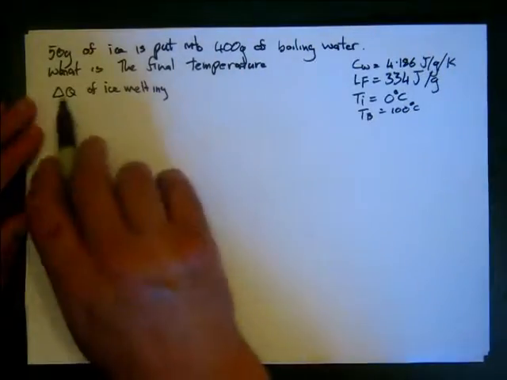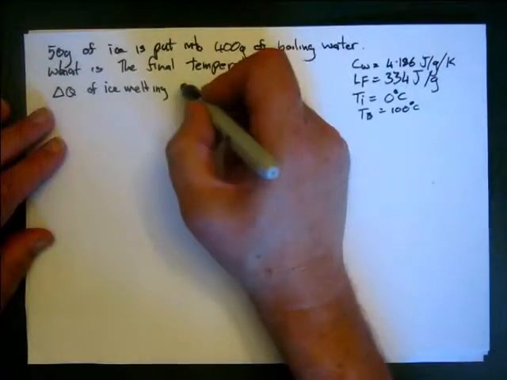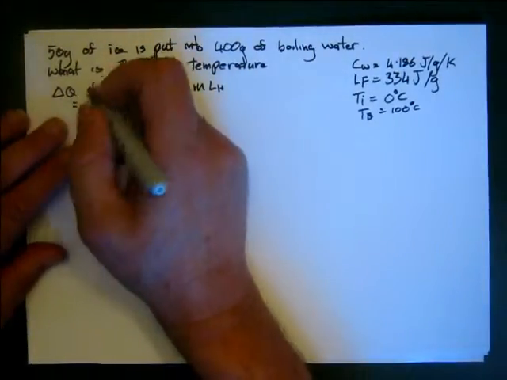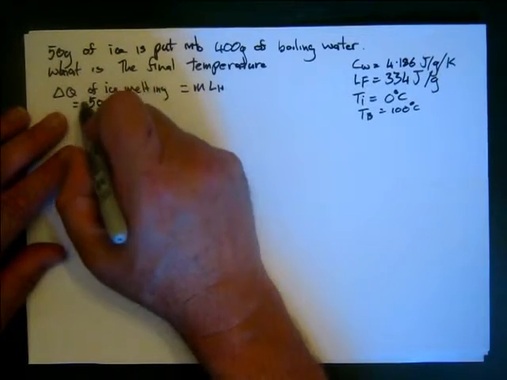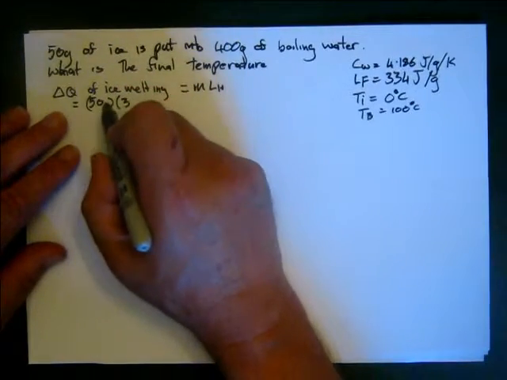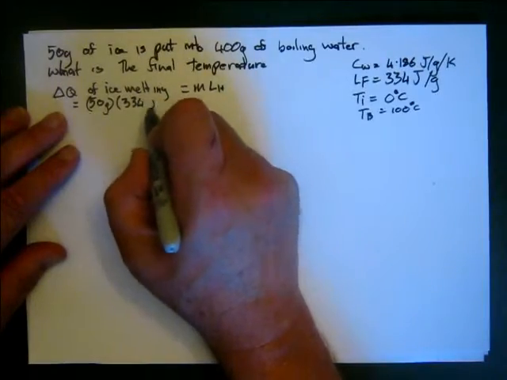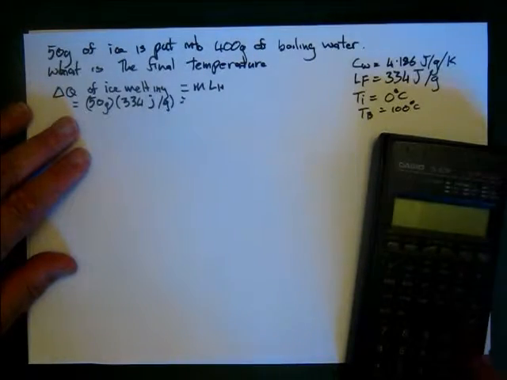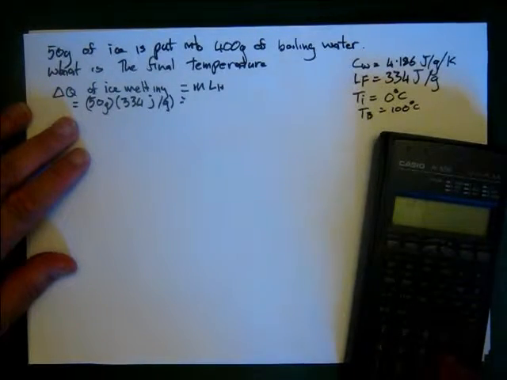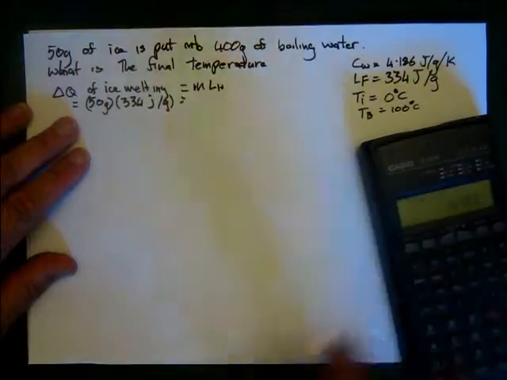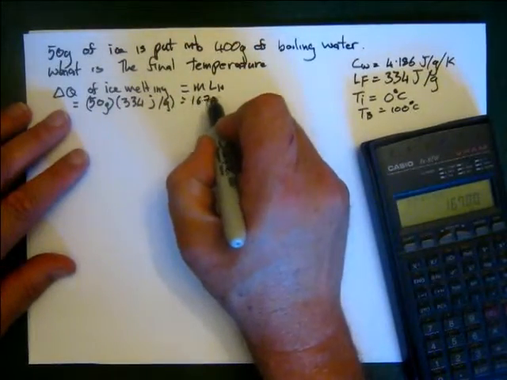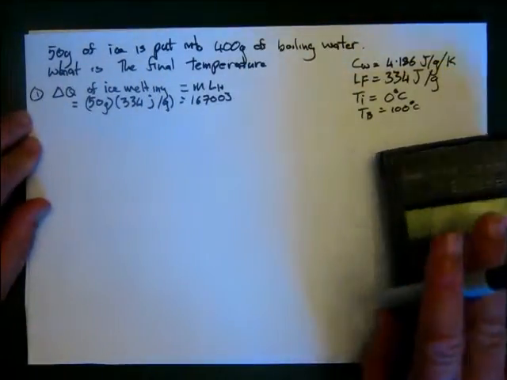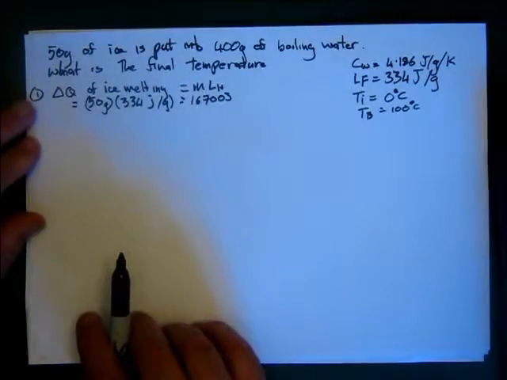So what we actually have here, the heat of fusion is equal to the mass times the latent heat, which is 50 grams times 334 joules per gram. I'm getting too old for this. 334 times 50 equals 16,700 joules. So this is part one. Let's just find out how much energy it takes to melt the ice.